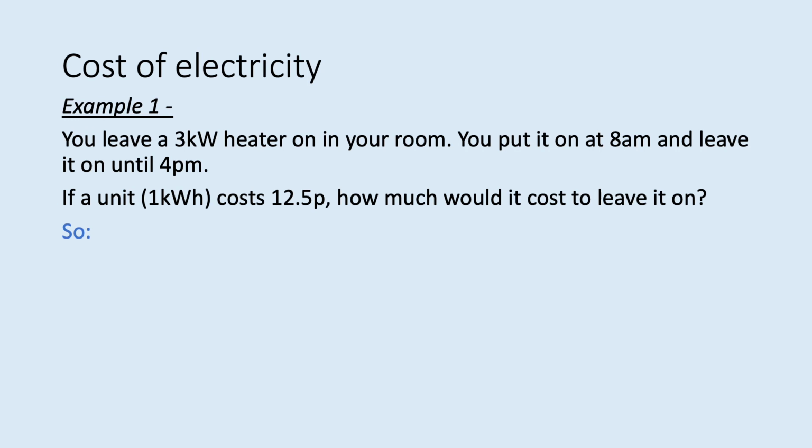All right. So you have a 3 kilowatt heater in your room. Don't forget that the kilowatts is the power, so you now know the power. You put it on at 8 a.m. and leave it on till 4 p.m. You're going to have to work out the time, so do 8 a.m. to 4 p.m. If a unit, so 1 kilowatt hour, costs 12.5p, how much would it cost to leave it on?